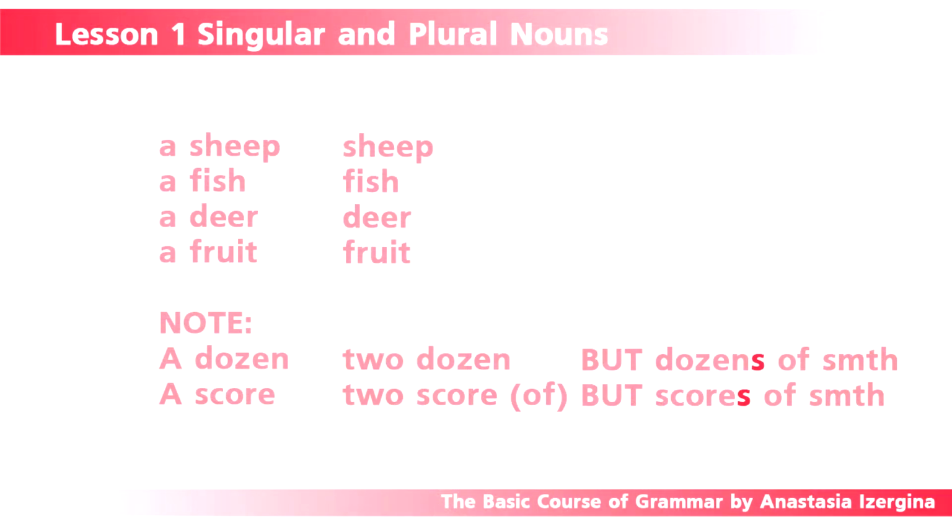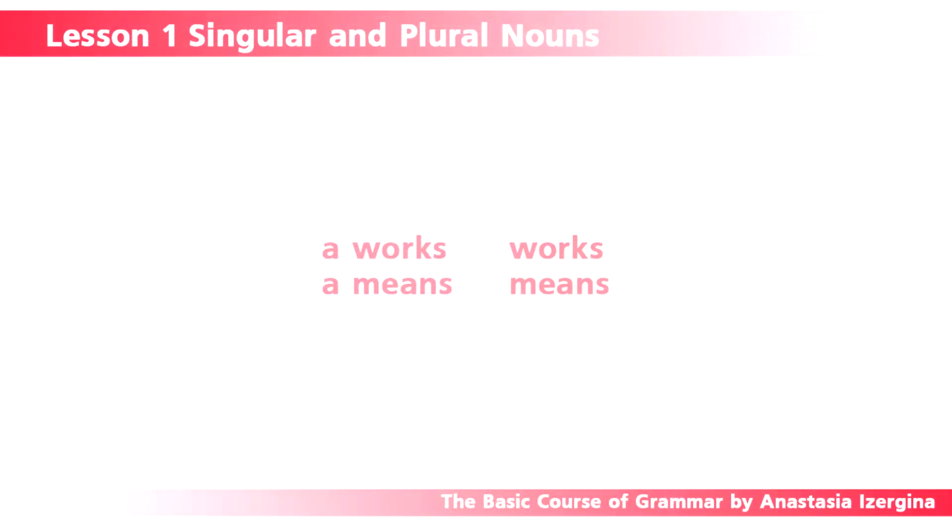Couple more words can sound both as singular and plural. Those are words like dozen and score. In singular you say a dozen, which means 1 dozen, a score, which means 1 score, but in plural form you may say 2 dozen, but dozens of something, 2 score of, but scores of something. Some nouns have also the same singular and plural form, looking like plural. A works, works. A means, means.